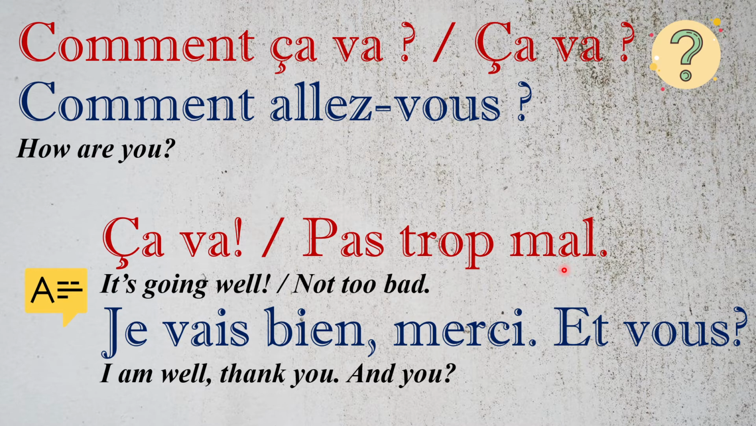In the formal situation, when you're with your boss or when you're in a conversation with your parents or your grandparents, Comment allez-vous? You can't ask your boss what's up, right? You'll have to say Comment allez-vous, how are you? The answer to that is Je vais bien, merci. I am fine or I am well, thank you. Et vous? What about you? In the formal situation, you will always return the question by asking the person how they are.